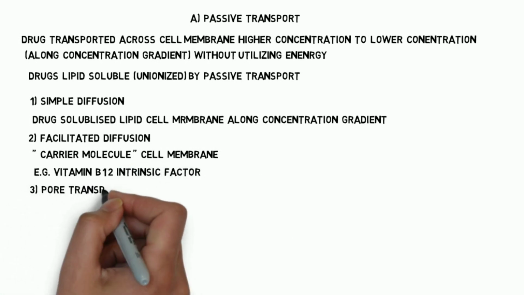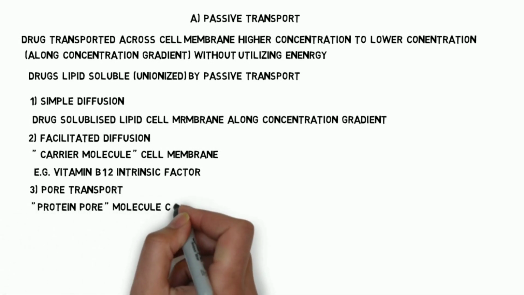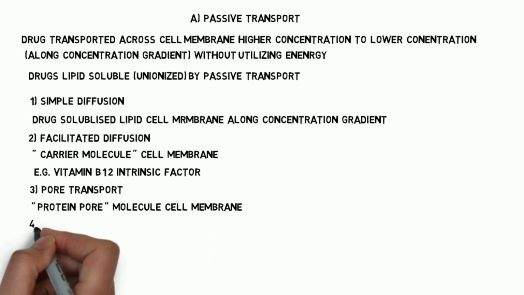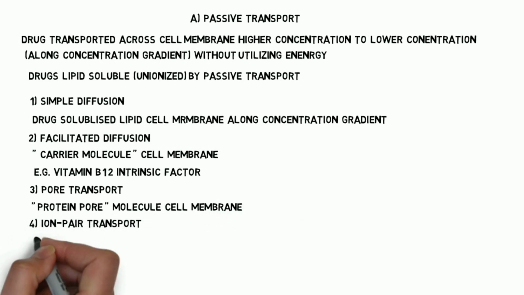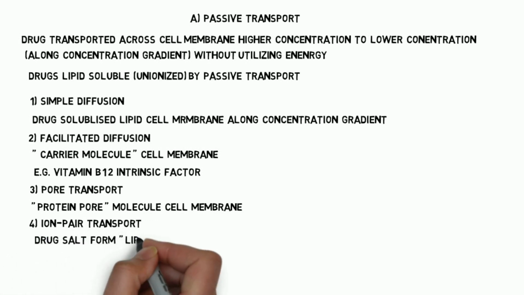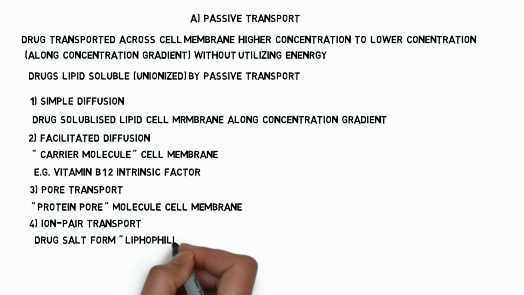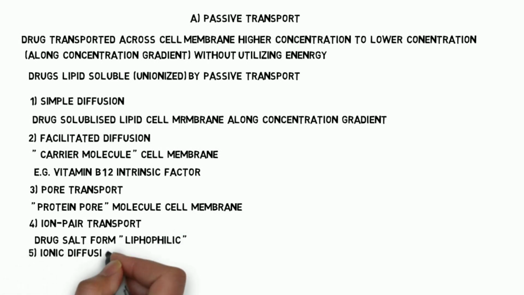Pore transport. In pore transport, the drug binds with the protein pore which is present in the cell membrane and gets transported. Ion pair transport. In ion pair transport, the drug in salt form becomes lipophilic, that is lipid soluble, and is transported across the cell membrane. Ionic diffusion. Ionic diffusion involves movement of ions, that is, transport of ions through ion channels.